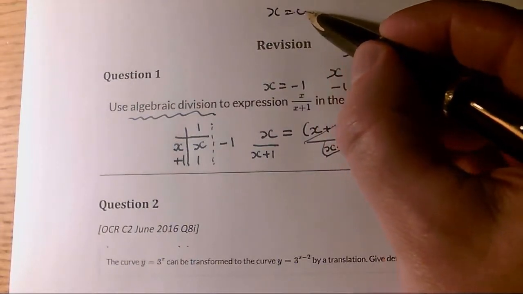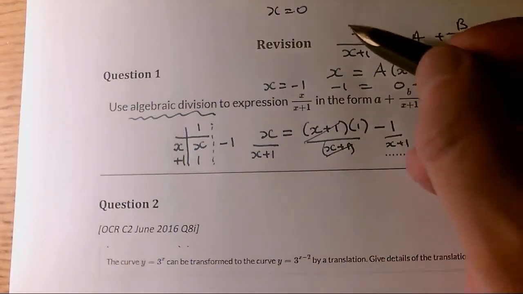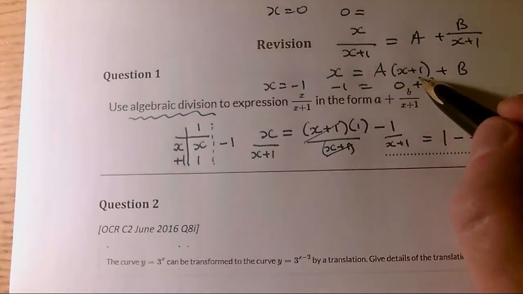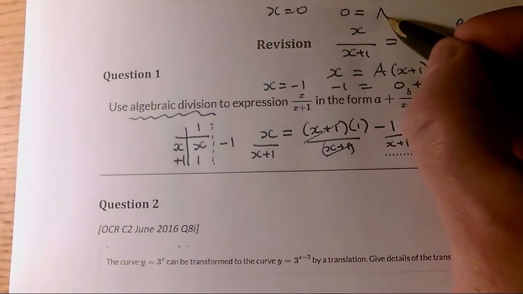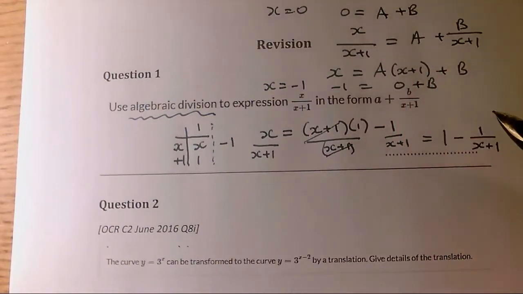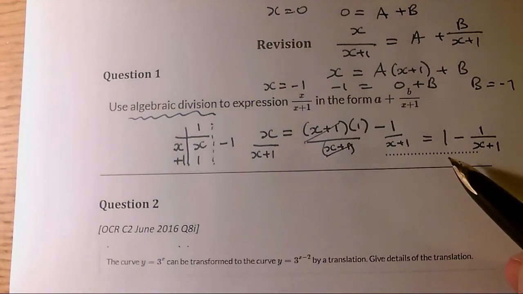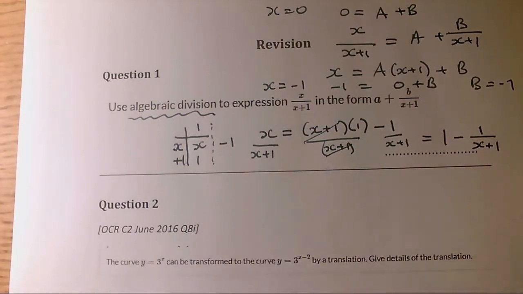x equals 0, subbed into this line here, gives 0 equals A times the bracket of x plus 1, but x is 0, so it's just A, plus B. And I already know that B is minus 1 from this line here. So A is plus 1. So that's what I found the other way. So there are two different ways to do this. If it specifies the method of algebraic division, then you really should use the grid. Okay? So that was question 1.